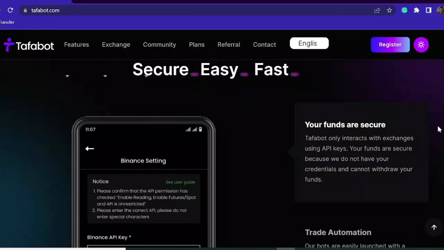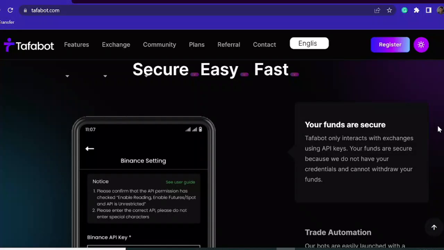And whether you are a newbie to crypto trading, Tafabot works for you. All you need to do is learn how the app works, how the platform works, and use it to maximize profit. Just like I always say, you can't just buy a car and, without learning how to drive or operate that particular vehicle, get into it and begin to drive. You are most likely going to crash.